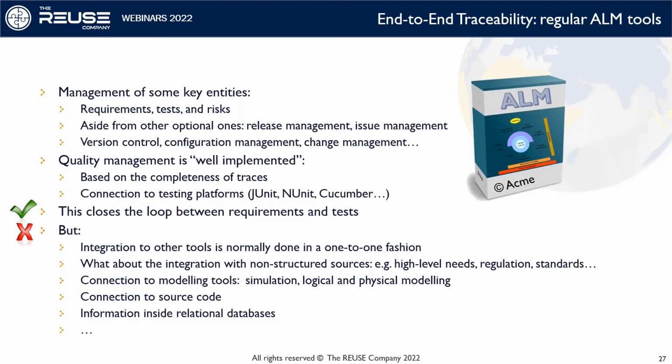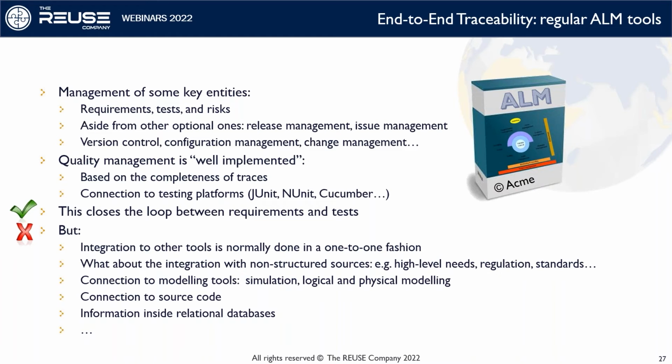However, normally these tools are not well integrated with other additional tools. In case other tools are integrated, it is normally done in a one-to-one or point-to-point way. High-level requirements in unstructured documents like Word or PDF are normally not pretty well covered in this kind of tools. Similarly to connection to other model-based tools like simulation, logical modeling, physical modeling, 3D. All this is normally not very well covered in here. Some are having connection to source code, some others are not. What about information inside relational databases?